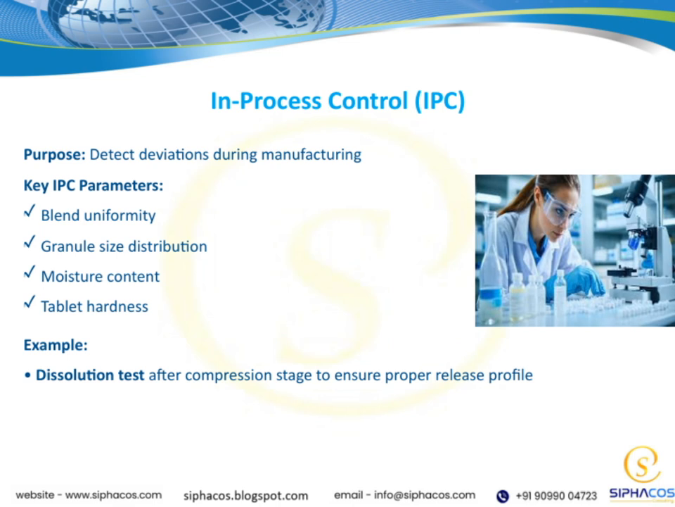It helps us maintain consistency and meet quality standards throughout the process. Some of the key parameters we monitor include blend uniformity, which ensures that all ingredients are evenly distributed, granule size distribution, important for consistent tablet formation, moisture content, which affects stability and tablet integrity, and tablet hardness, to confirm that the tablets will withstand handling but still disintegrate properly.